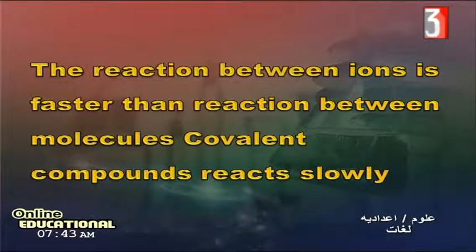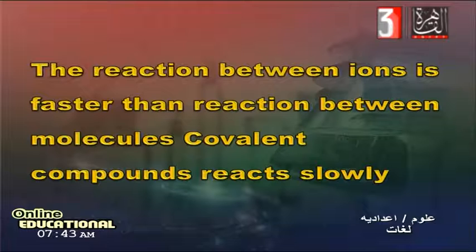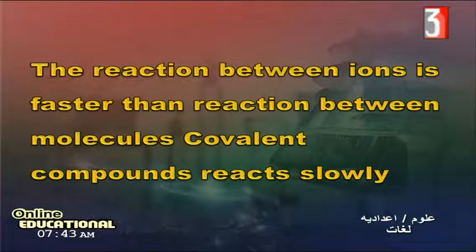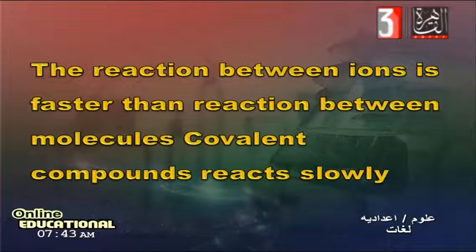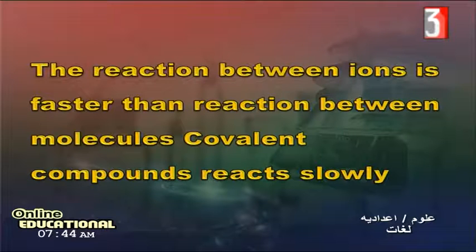The reaction between ions is faster than the reaction between covalent molecules, which react slowly. For example, the reaction between ions such as sodium chloride and silver nitrate, which produces a white precipitate of silver chloride, is faster than the reaction between covalent molecules, such as caustic soda with oil to form soap.